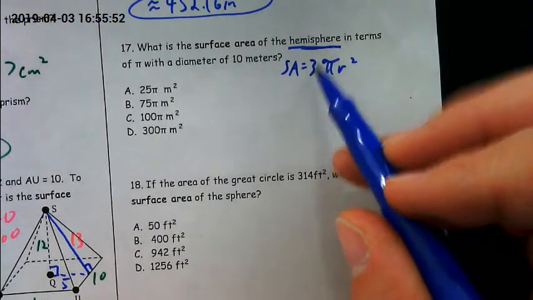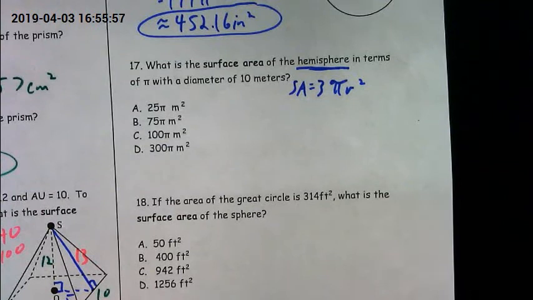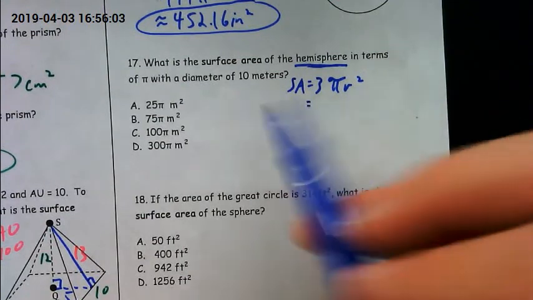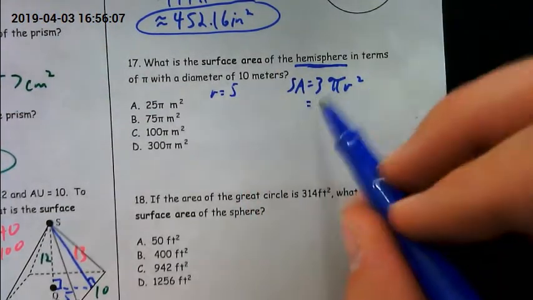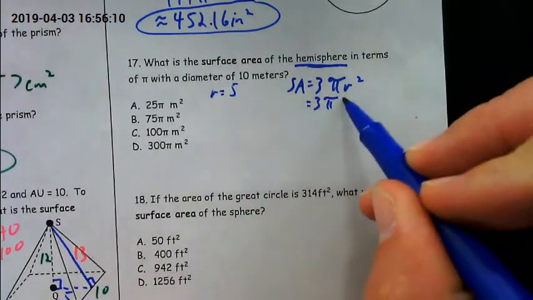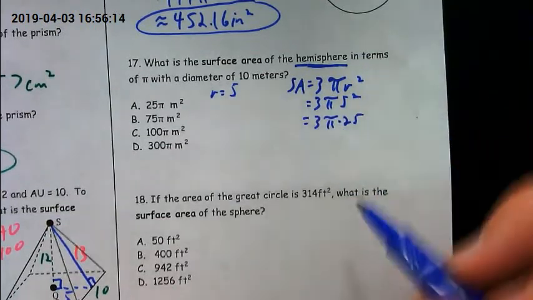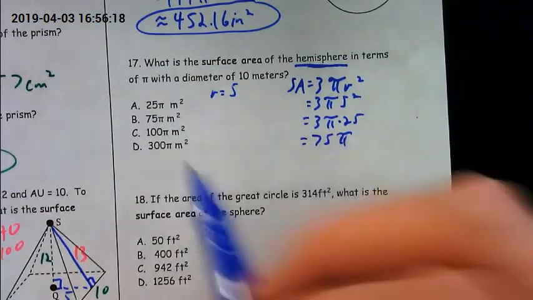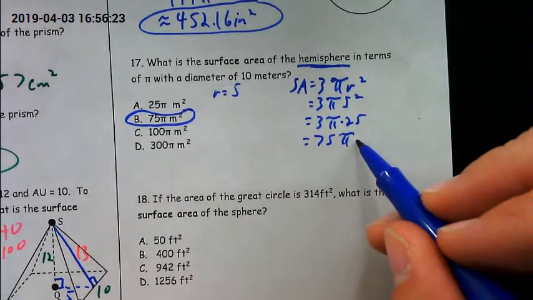So for a hemisphere, you have to be careful, because if it was just asking for the lateral area of a hemisphere, it's 2 pi r squared. On here, the diameter was 10. The radius would then be 5. So plug it in: 3 pi 5 squared. 3 pi 25. 25 times 3 is 75 pi. That's our answer, B. It was in meters squared.